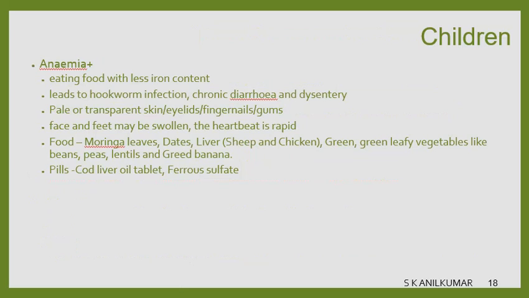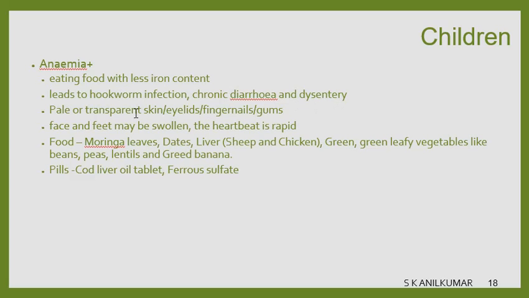Then there are certain problems which children face normally. What is that? Anemia. What is anemia? Eating food with less iron. So absence of enough iron in the body causes anemia. How do we know? It will give a hookworm infection or it may give diarrhea and dysentery in children. What are the symptoms? These are the disease causes. The disease causes these problems.